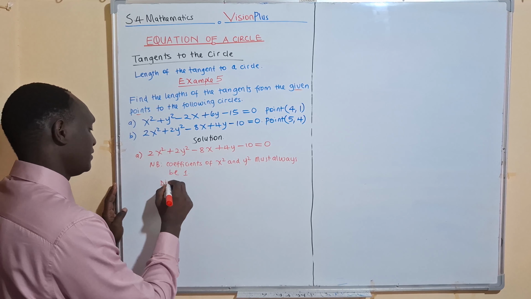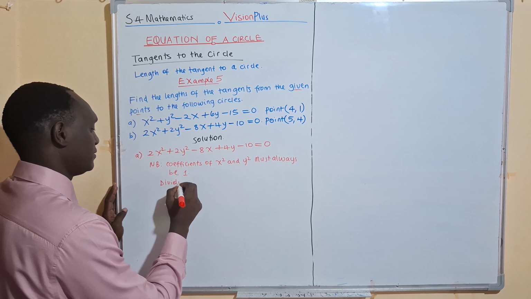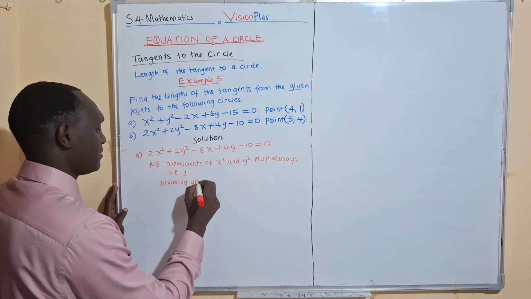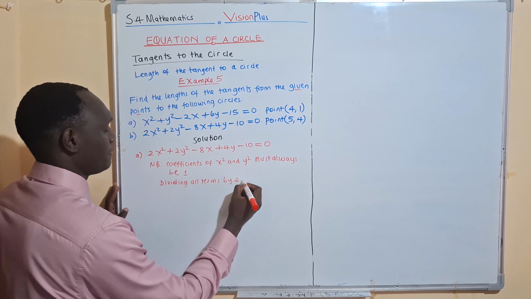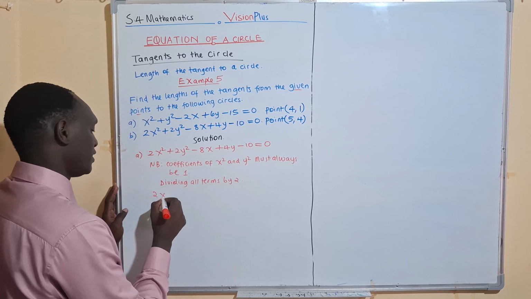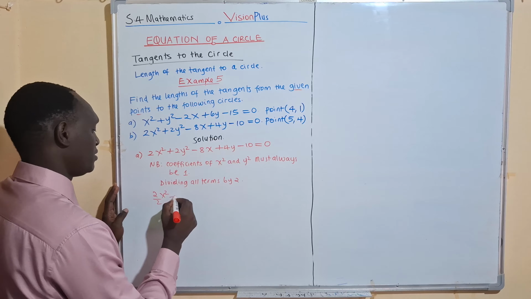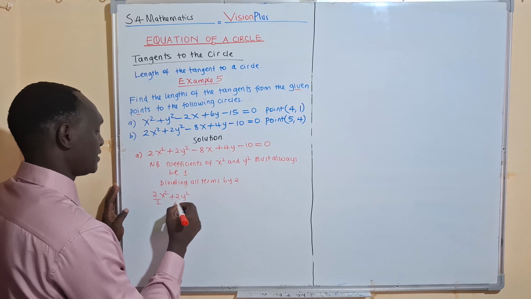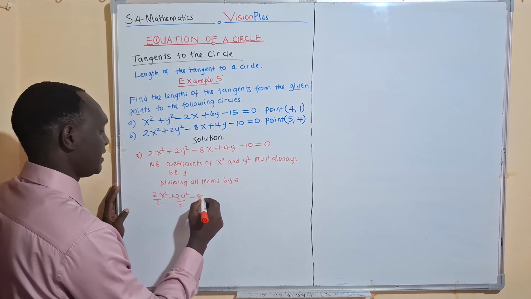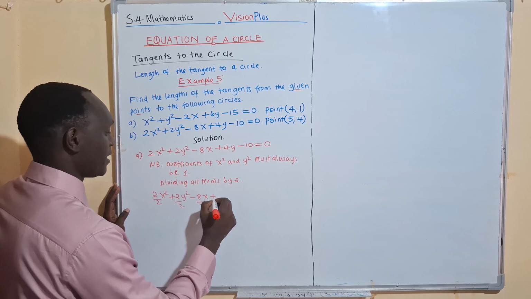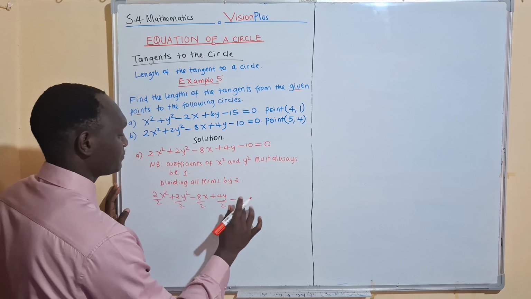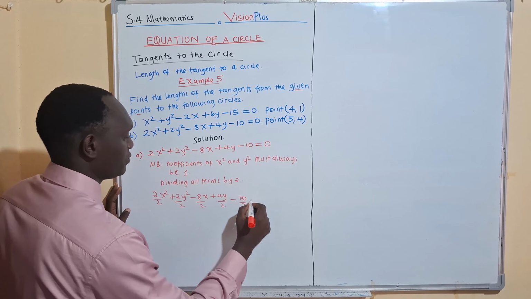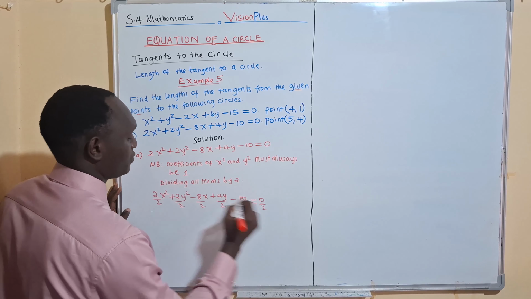So dividing all terms by 2. That means that we shall have 2x squared divided by 2 plus 2y squared divided by 2 minus 8x divided by 2 plus 4y divided by 2 minus 10 divided by 2 equals 0 divided by 2.